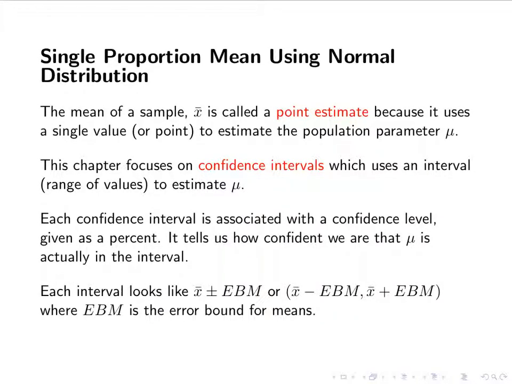Each interval looks like x bar plus or minus what the book calls the EBM. The EBM is the error bound for the mean, sometimes just called the error. So x bar plus or minus the EBM is the interval that starts with x bar minus EBM and goes up to x bar plus the EBM. So it's always an interval that's centered around x bar, which again was our point estimate.